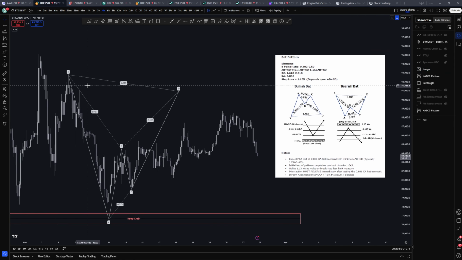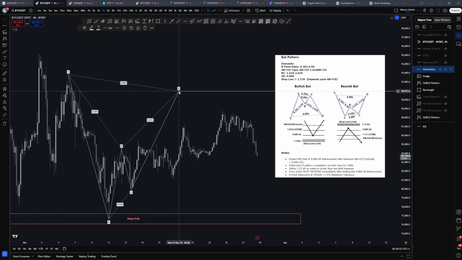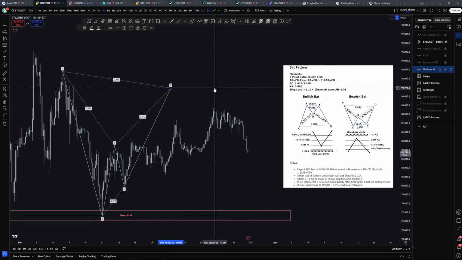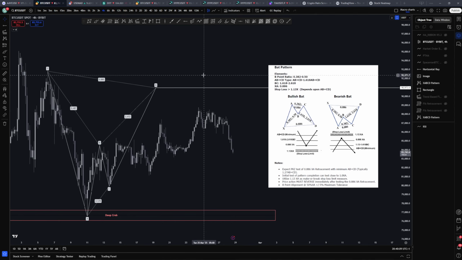So what do we do when you see something like this? This is an uncompleted bat. It is a very valid bat. However, it is a valid bat at the D point. So as you may see on my channel, what we do with uncompleted harmonics like this is what I base my trades upon before they hit.